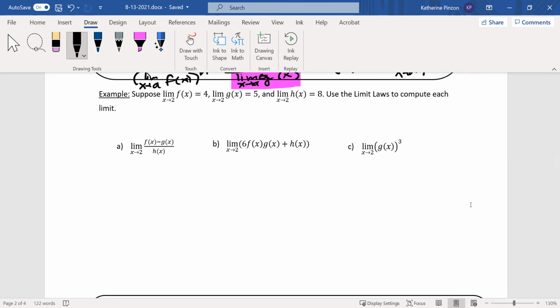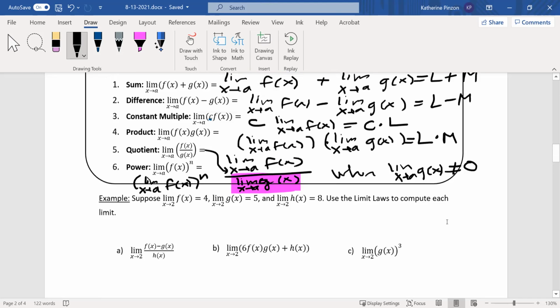Okay, so here's a practice problem that tells me that the limit as x approaches 2 of f of x is 4. The limit as x approaches 2 of g of x is 5. And the limit as x approaches 2 of h of x is 8. And it says, can you compute the limit as x approaches 2 of these 3 different functions, which are combinations of those f's, g's, and h's? Can you show me that top part? Sure.